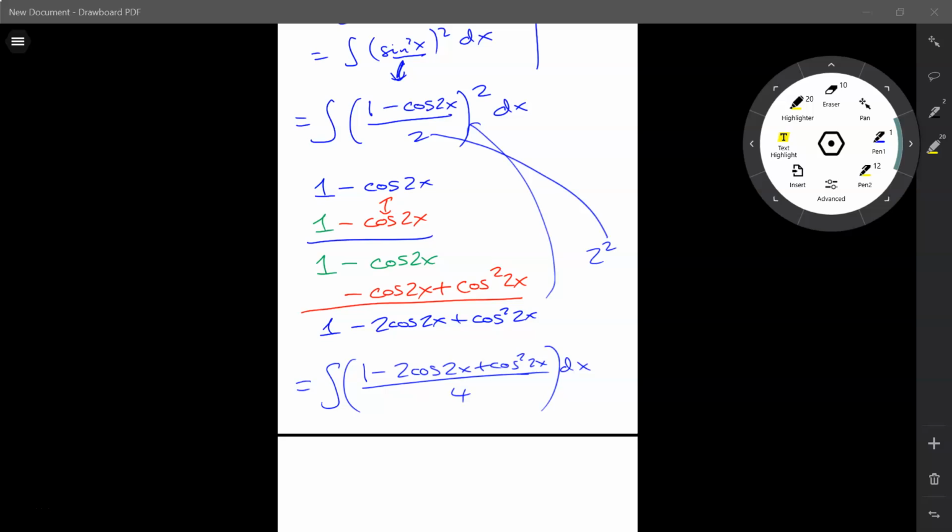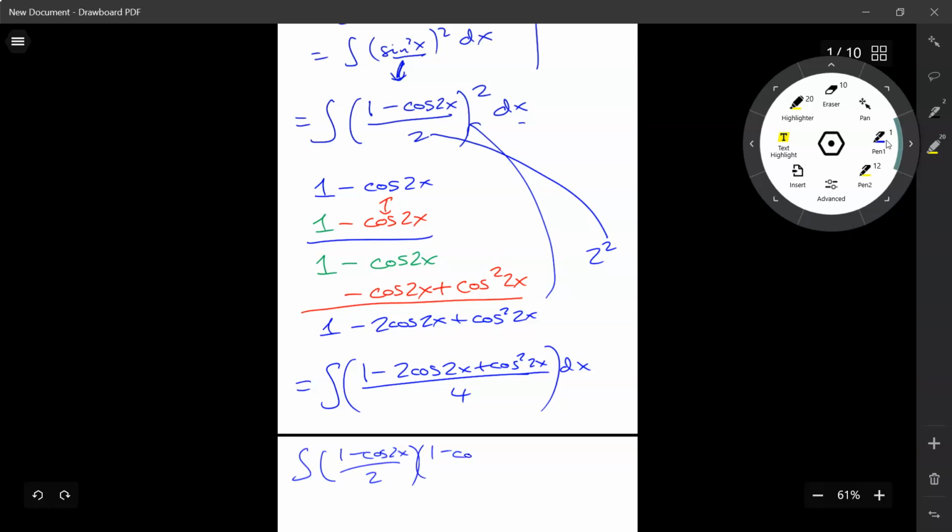I'm multiplying inside the brackets. Sorry, I'm squaring. Yeah, I'm multiplying everything. I'm squaring everything inside the bracket. So in effect, what I'm doing is, I have no room there. Sorry. I'll do it down here just to clarify that: 1 minus cosine 2x over 2 multiplied by 1 minus cosine 2x over 2. That's what happens when you square it. You're multiplying it out. So I've done that multiplication up here.